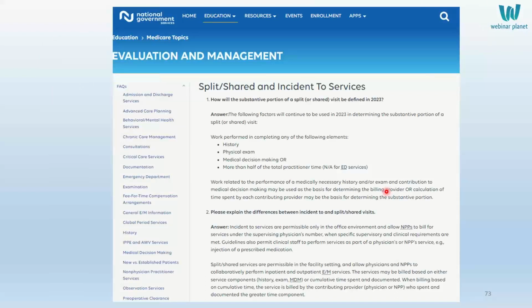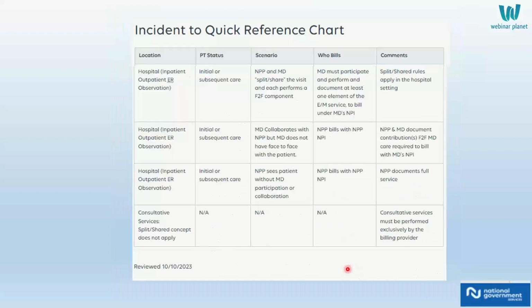So here is from National Government Services. It says, how will the substantive portion of a split or shared visit be defined in 2023? And it says, work performed by completing any of these elements. Please explain the differences between incident to and split shared. And it goes through and explains it a little bit differently. Not a little bit, it explains it in a way that hopefully will hit you differently as you're trying to understand.